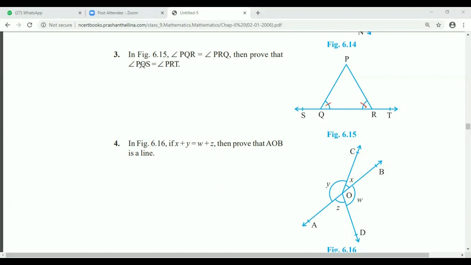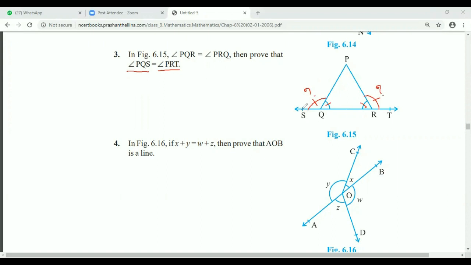Then what do we want to prove? That angle PQS and angle PRT are the same. Angle PQS is this exterior angle of this triangle, and angle PRT is this angle. We have to prove whether they are the same or not. This is what is given, and whatever it is, we have to prove that. Then how do we prove this result?